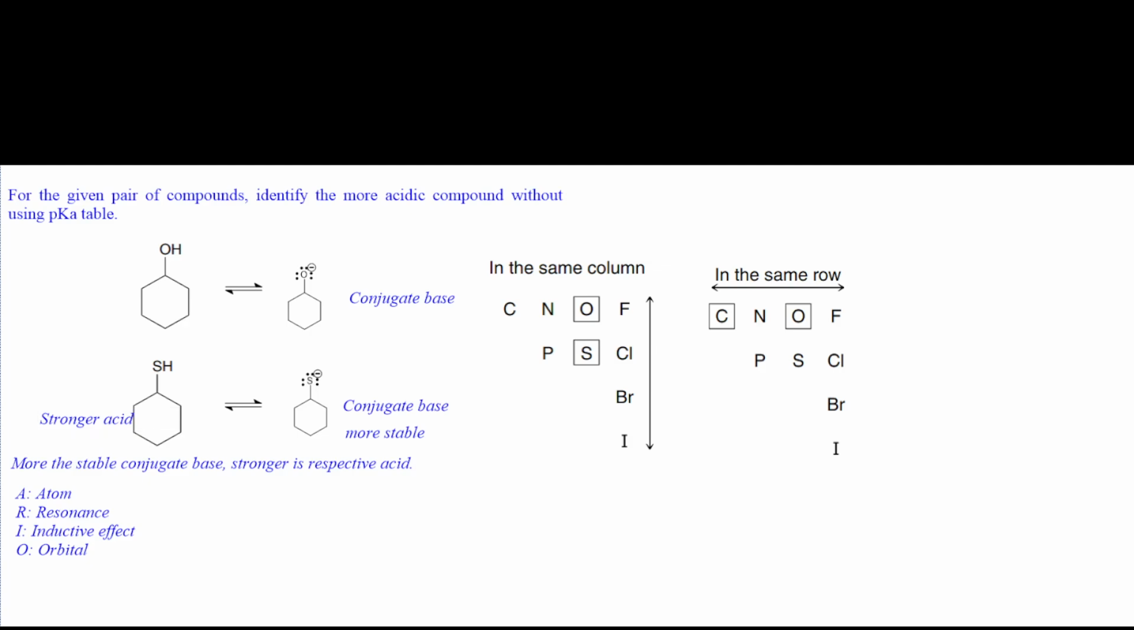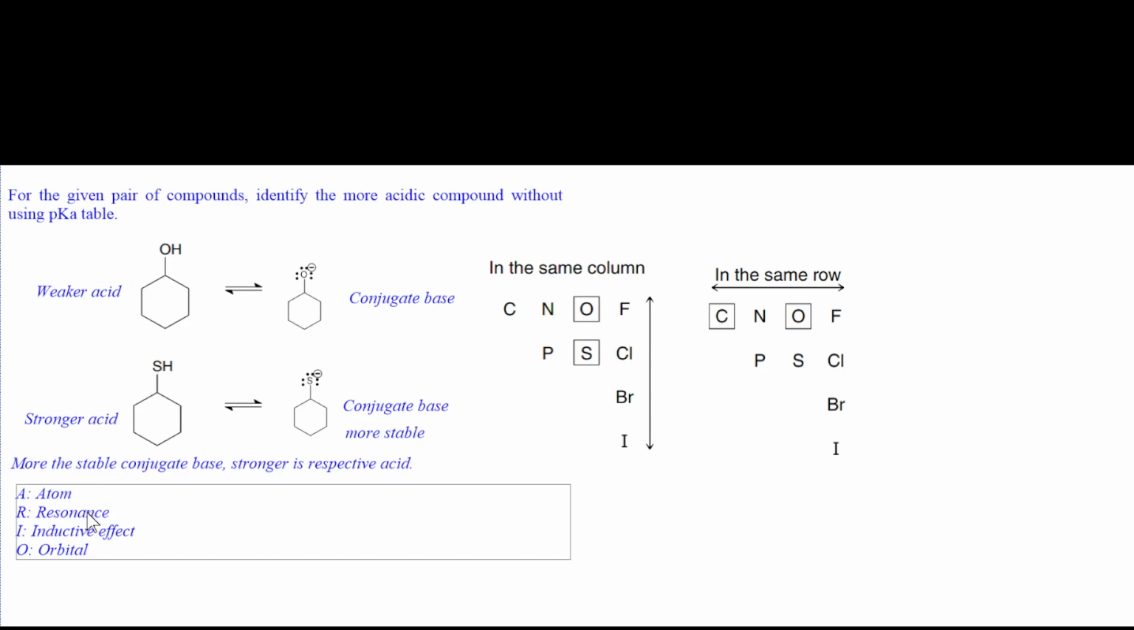Now, if we look at specific pKa values, just to check whether our logic works or not: the pKa of alcohols is somewhere around 15 to 16, whereas the pKa of a thiol is somewhere around 10. So definitely our logic is clearly working. The alcohol is the weaker acid. And likewise, you can decide the stability of a conjugate base, and based on that, you can decide the stronger or weaker acid.